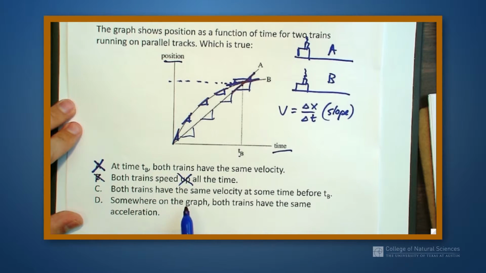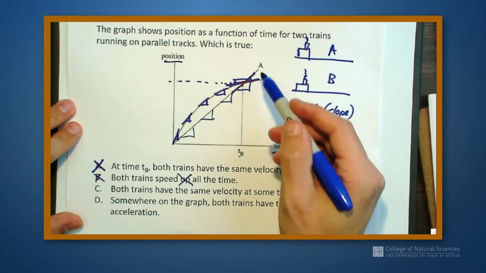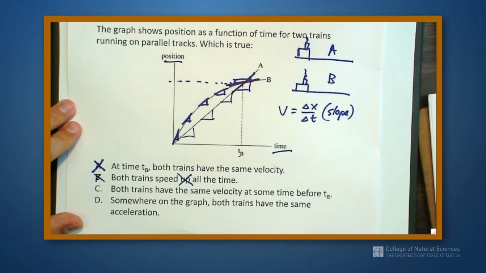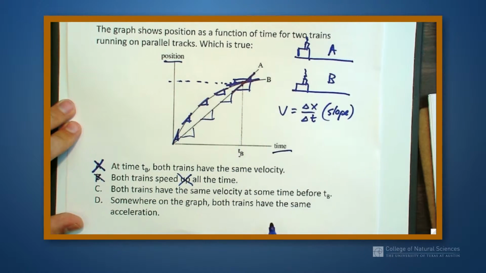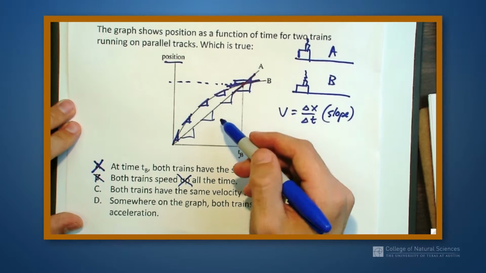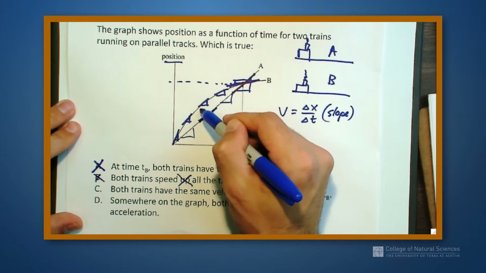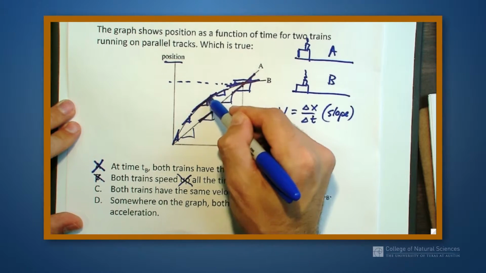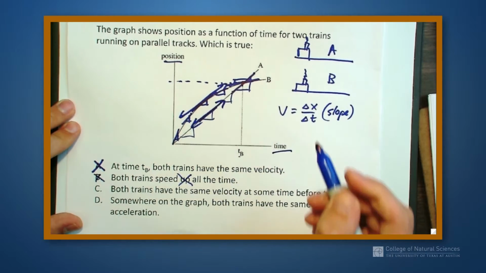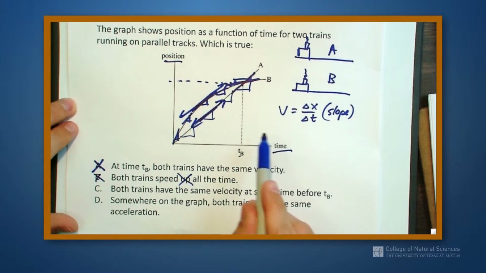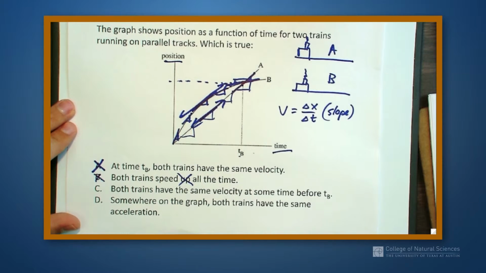Both trains have the same velocity at some point before time B. Well, train A always has the same speed, so we just have to find a slope of this B curve that matches the slope of this. So I'm looking for a slope that's parallel to that, and I find one somewhere here. So I'm looking at this line and this line being parallel. Parallel lines for position versus time graphs means that they have the same velocity. So I'm looking at C as my correct answer.